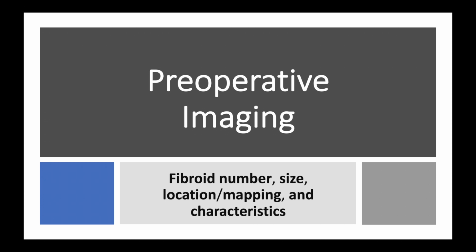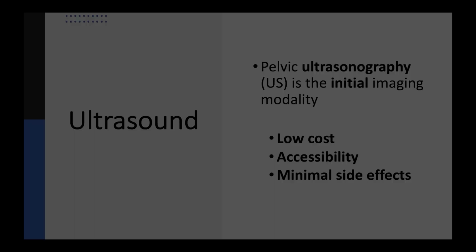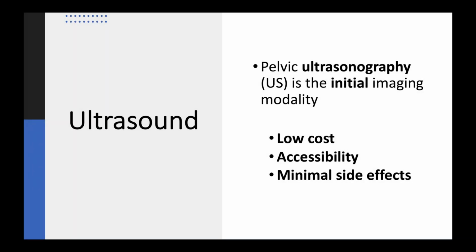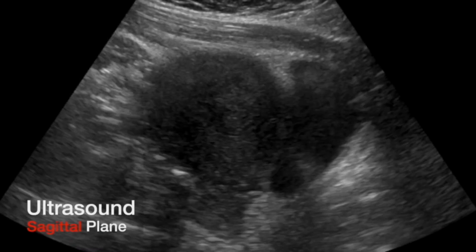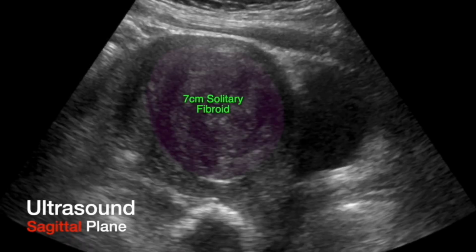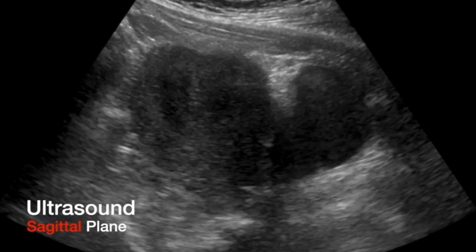Preoperative imaging can assist with understanding fibroid number, size, location, and characteristics. Transvaginal ultrasound is typically used as the initial imaging modality due to its low cost, accessibility, and minimal side effects. This ultrasound shows a 7 cm fibroid in both the sagittal and transverse plane.